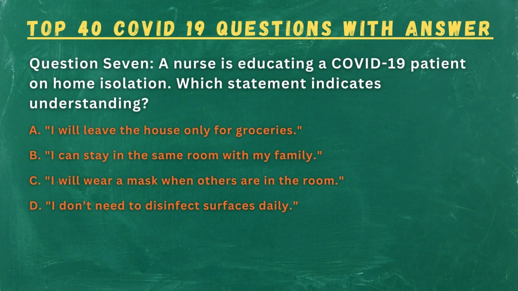Question 7. A nurse is educating a COVID-19 patient on home isolation. Which statement indicates understanding? A. I will leave the house only for groceries. B. I can stay in the same room with my family. C. I will wear a mask when others are in the room. D. I don't need to disinfect surfaces daily.